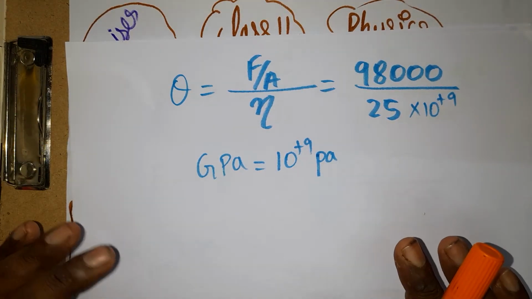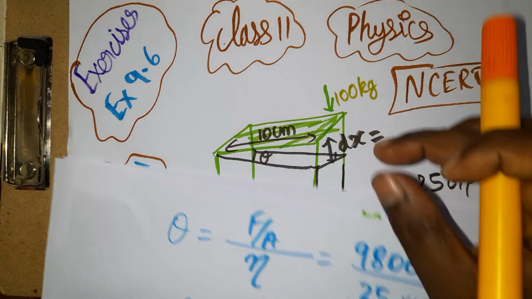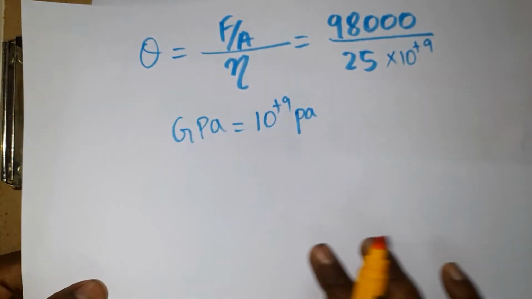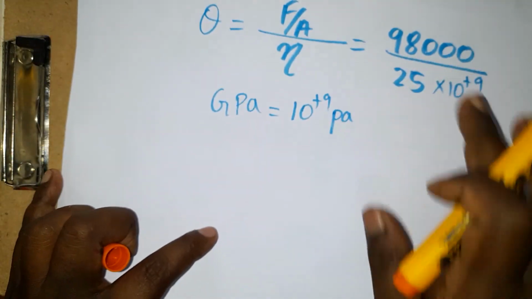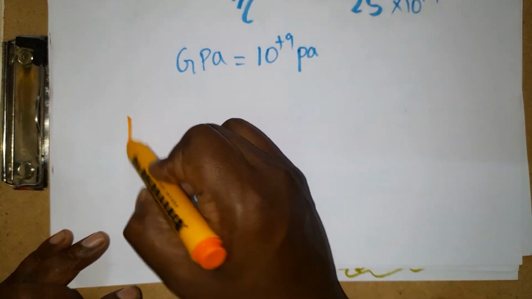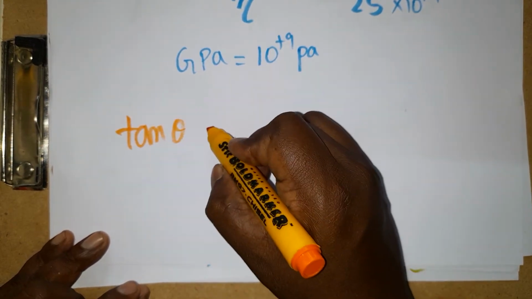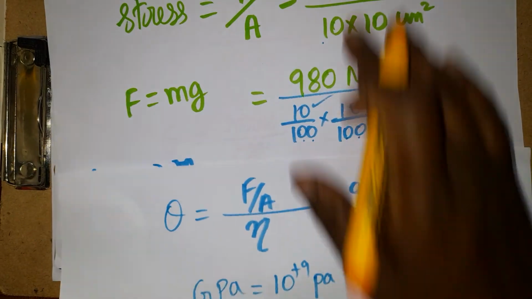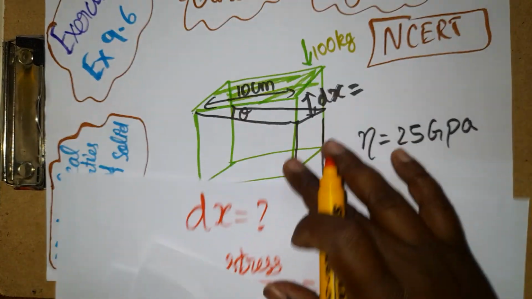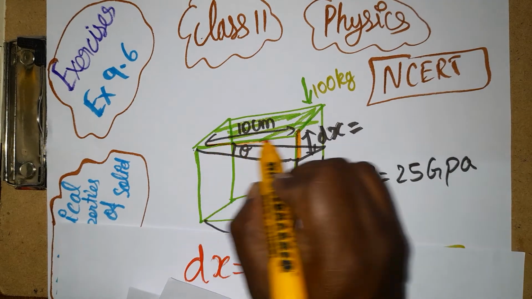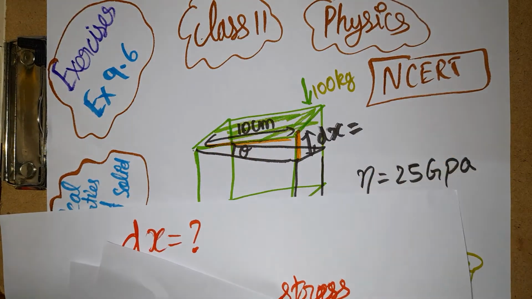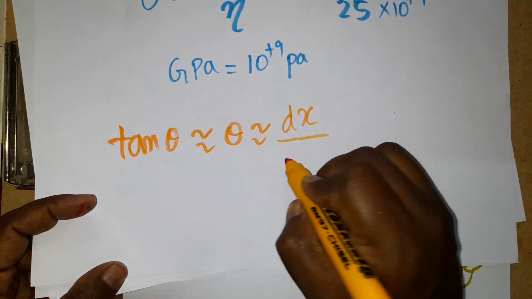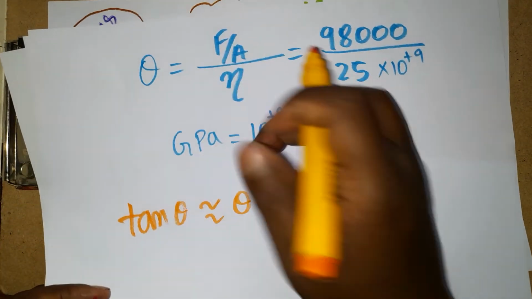Now actually we want the length dx. Here I am taking tan theta. Tan theta and sin theta will be approximately equal to theta when the angle is small, and this is a very small angle. So tan theta is approximately equal to theta. From that small triangle, theta is opposite by adjacent. Opposite is dx, adjacent is L, which is 10 centimeter. So dx by L is equal to theta.